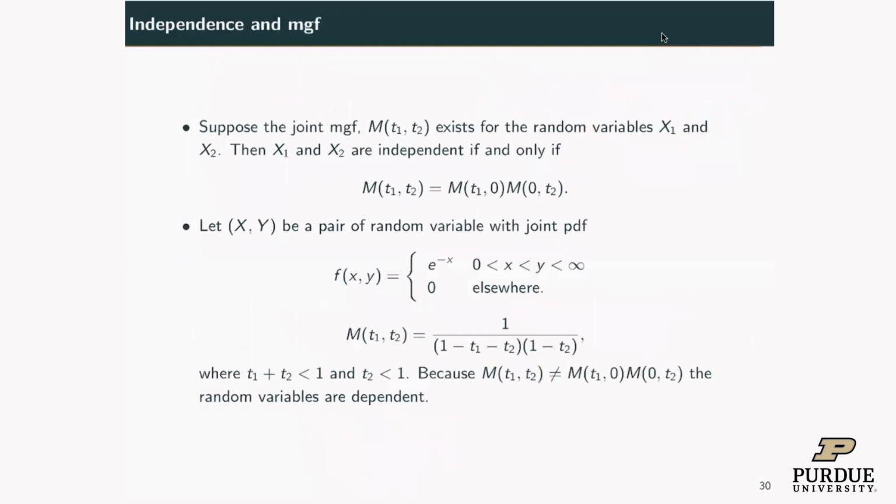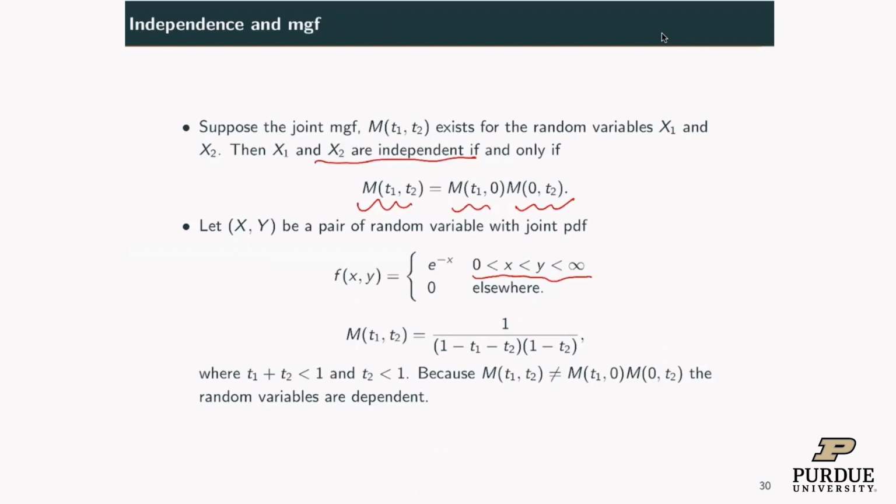For the MGF, what's the relationship between independence and MGF? Suppose the joint MGF exists. Then they are independent if and only if the joint MGF is the same as the product of the marginal MGFs. For example, let (x, y) be a pair of random variables with a joint PDF. So this is the joint PDF. If I look at this support, we know they must be dependent. Now we can verify it using the MGF.